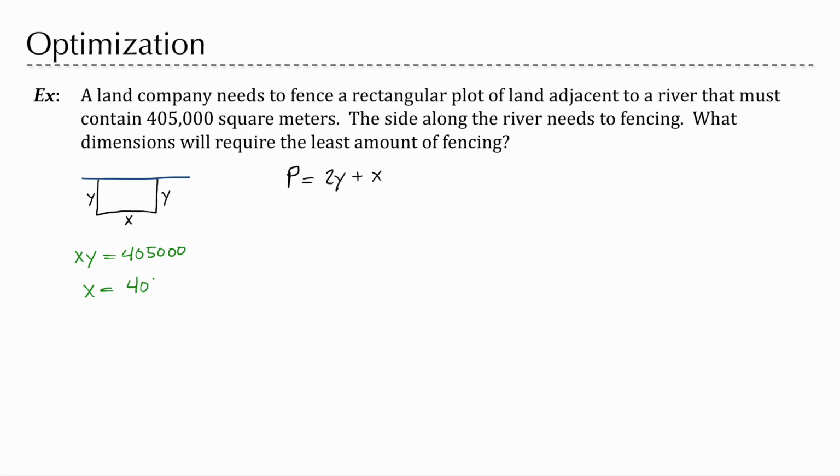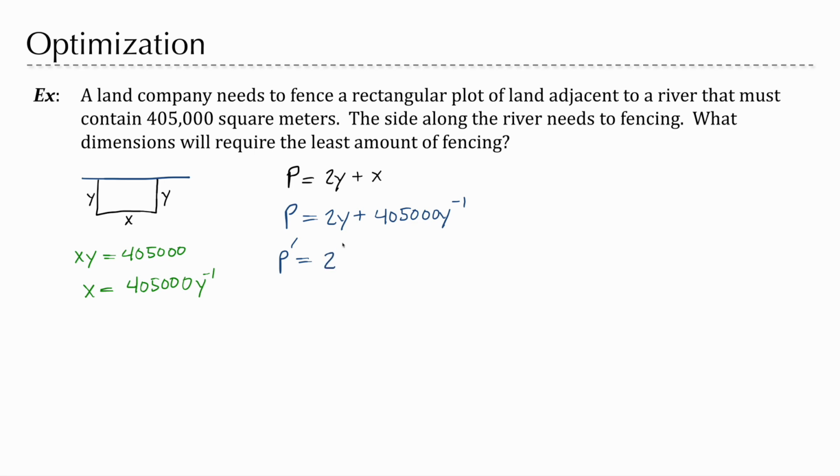that's going to be 405,000, and then what's going to happen is we're going to divide by Y. So instead of saying over Y, I'm going to write times Y to the negative first. It'll make my algebra a little easier, but again, we're simply dividing by Y. So substituting that now into my primary equation, I can rewrite the perimeter only in terms of Y. So we have 2Y plus, and again, in place of X, we have that 405,000 times Y to the negative first. So we'll find the derivative and solve for 0.